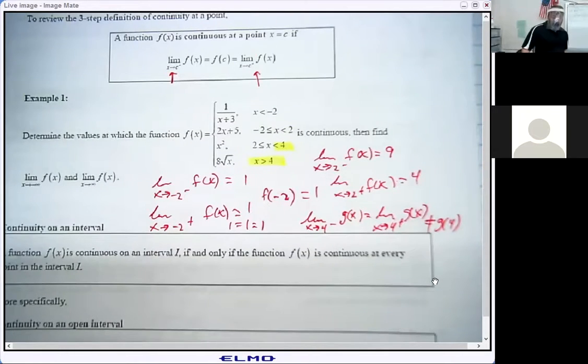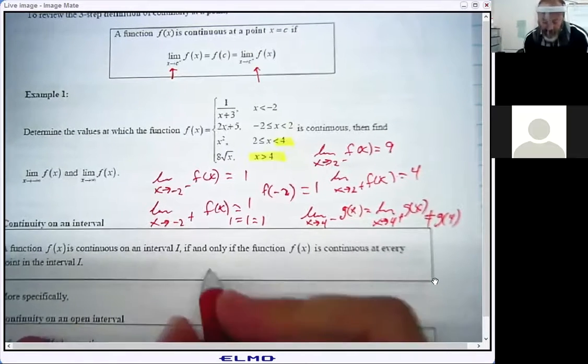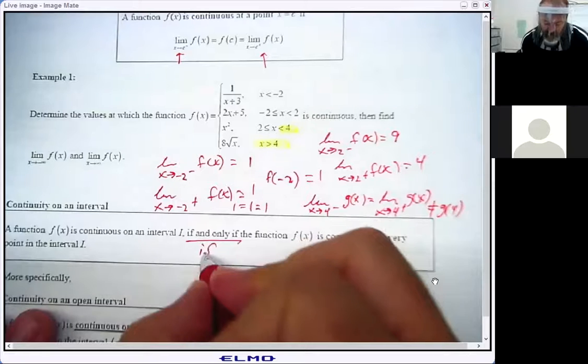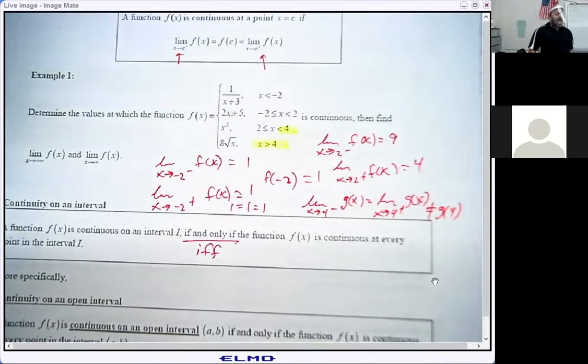So anyway, continuity on an interval: a function is continuous on an interval if and only if. Now in more advanced math classes, you'll see this little thing that says IFF. IFF is really a strong statement that means if and only if. That means you can read the statement forwards and you can read the statement backwards. So this is an interesting thing.